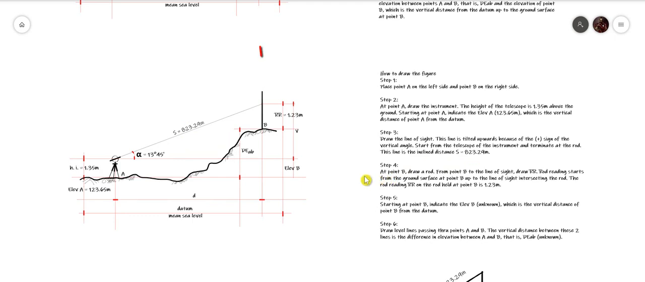Step 4. At point B, draw a rod. From point B to the line of sight, draw rod reading RR. Rod reading starts from the ground surface at point B, up to the line of sight intersecting the rod. The rod reading RR on the rod held at point B is 1.23 meters.